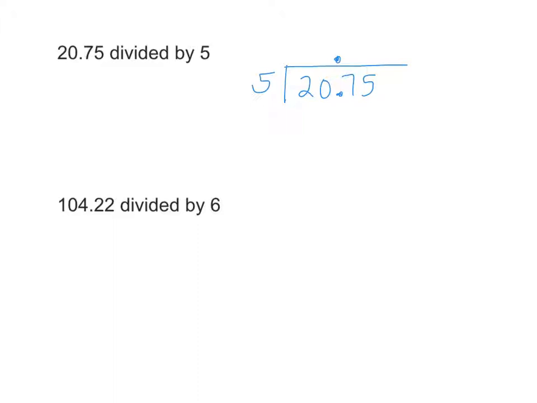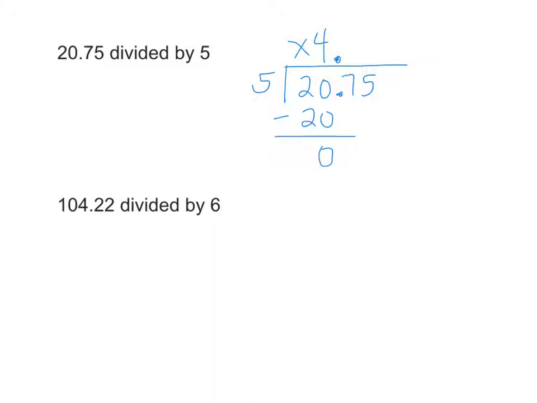Now I'm going to divide just like I normally would. 5 cannot go into 2. 5 can fit inside of 20. It can fit inside of 20 4 times. 4 times 5 is 20. When I subtract, I get 0.